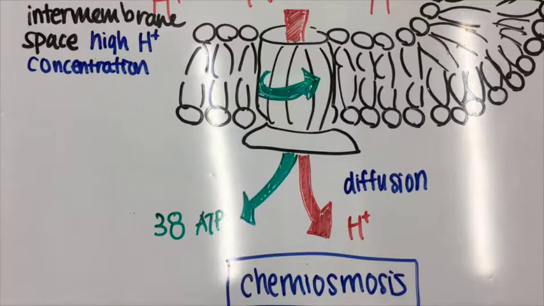ATP synthase, also located in the inner mitochondrial membrane, allows the protons to diffuse back, and the ATP synthase uses the energy that the protons release as they diffuse down the concentration gradient to produce ATP. The generation of ATP using energy released by the movement of hydrogen ions across the membrane is called chemiosmosis.